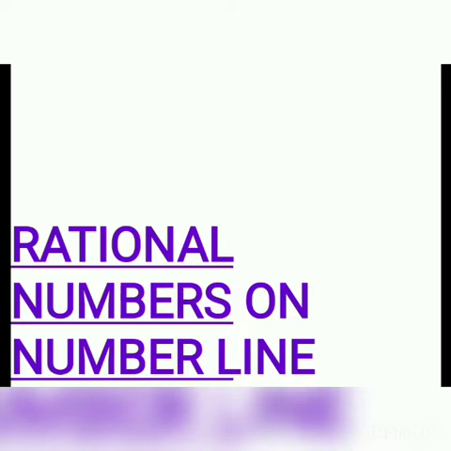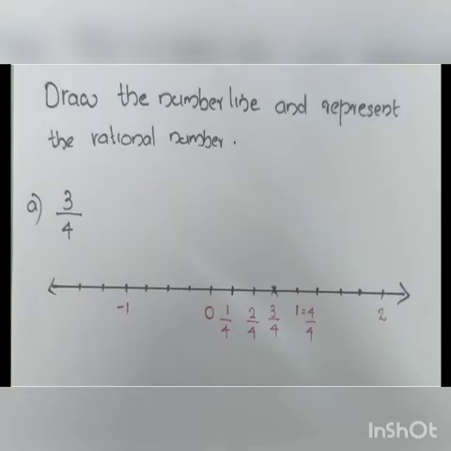You know what a number line is, isn't it? And also you have studied how to represent fractions on a number line. The same concept we are applying here to represent rational numbers on a number line. Draw the number line and represent the rational number 3 by 4. So, the given rational number is 3 by 4.